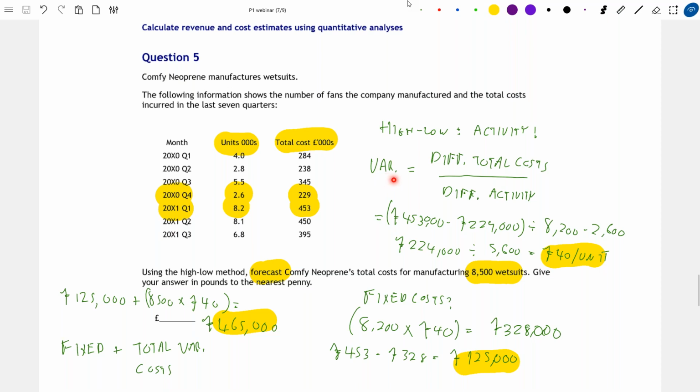The formula that you need to remember is: the variable cost per unit is equal to the difference in the total costs divided by the difference in activity levels at the periods of highest and lowest activity.